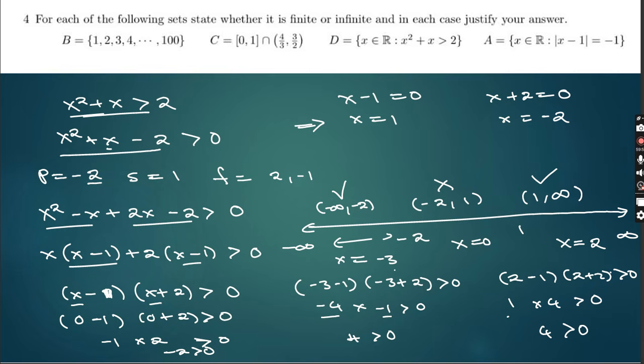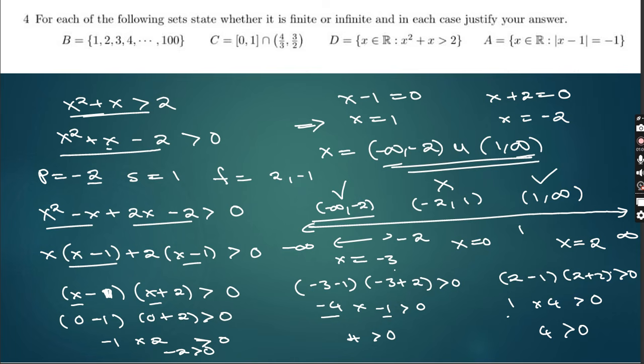So our answer for x is now negative infinity to negative 2, union with the other valid interval, 1 comma infinity. As you can see, we have infinities in this set, so we can't count all the elements in this set. So this is an infinite set. I think I've already taught you about inequalities.